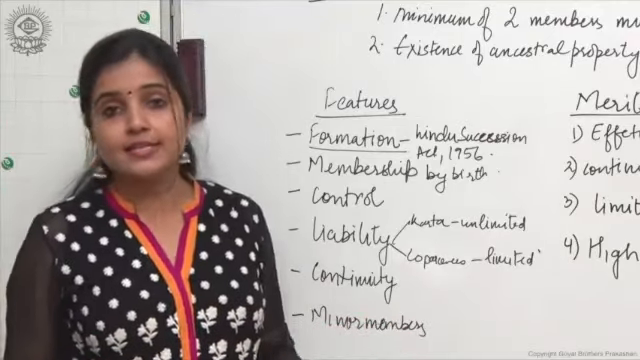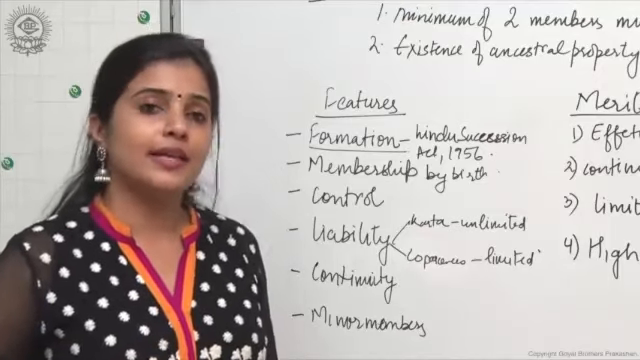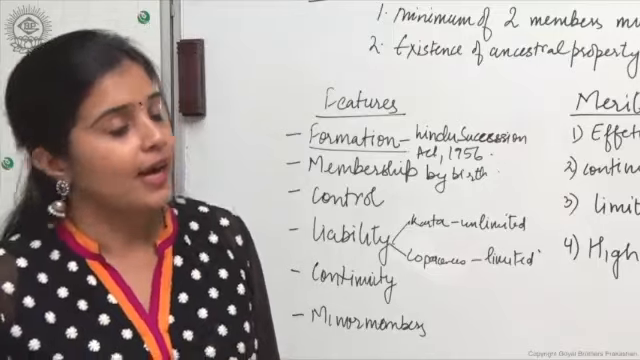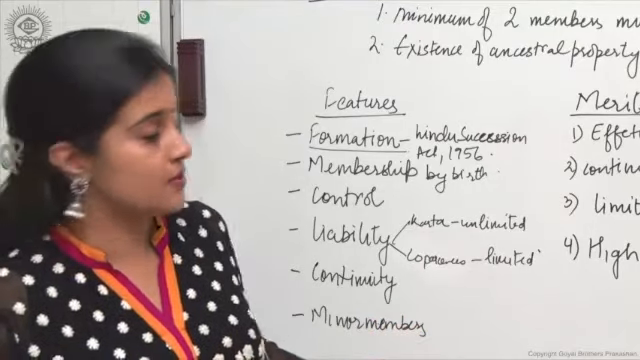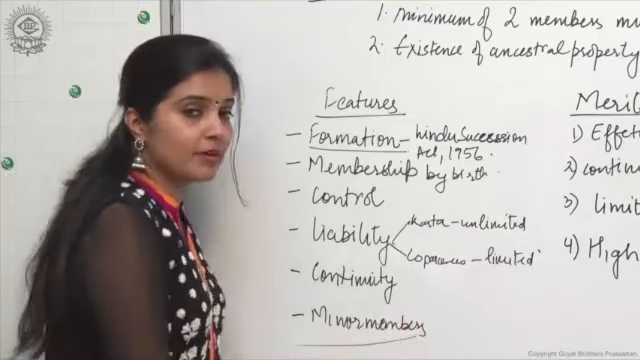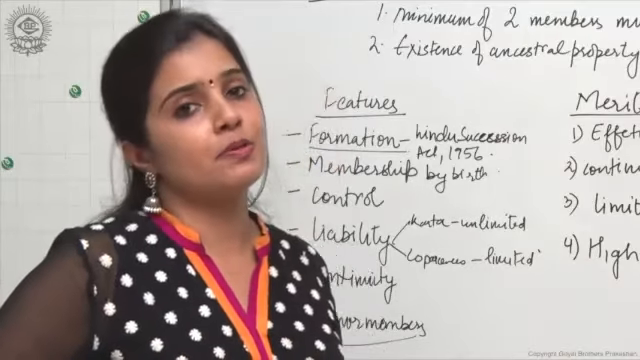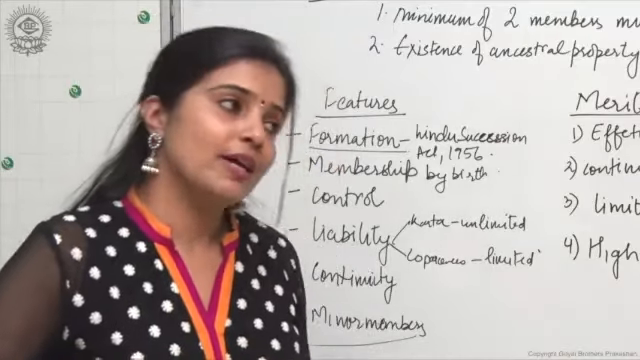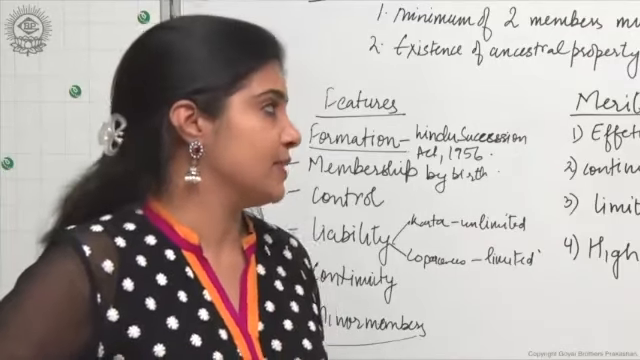Then continuity. If karta dies, the next elder person can become the karta, right? And therefore the continuity of the business is not disturbed. Last is minor members. Even a minor can become a member of a joint Hindu undivided family business, because here the membership is by birth. So as soon as a person is born, he becomes a member of the family business.